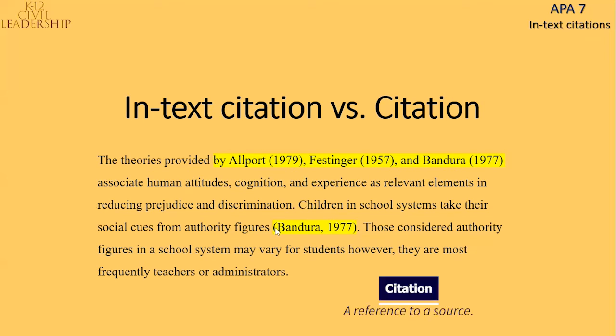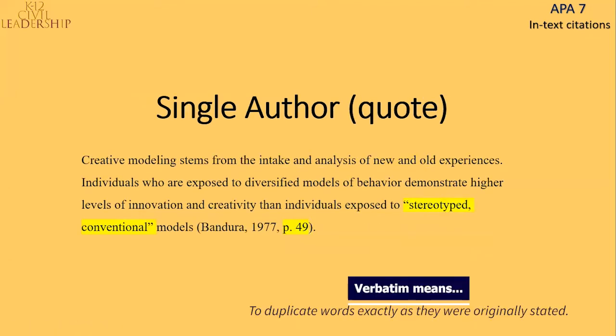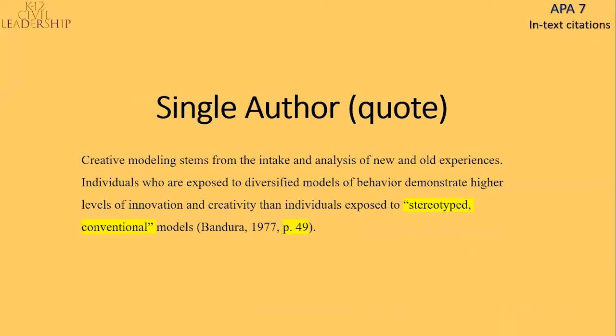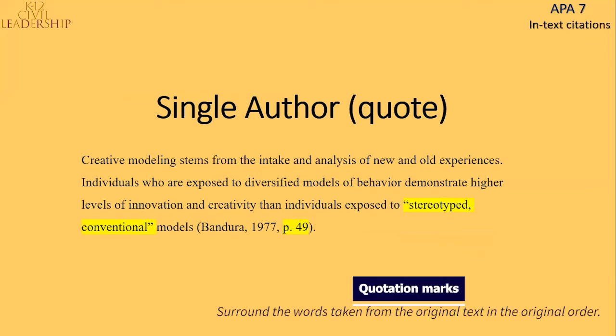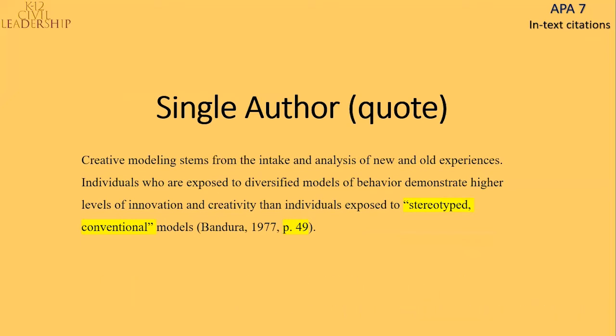So a citation is a reference to a source, and an in-text citation is placing that reference in a passage. Verbatim means to copy or duplicate words exactly as they were stated originally. And you can see from this particular passage that the words stereotyped and conventional are in quotation marks, which indicates these words were taken from the original passage verbatim, just as they were written or said. Following that, you will see the name of the author as well as the date. That stays the same, but then after that we have another comma and we have the page number, which is indicated with the letter P and then the actual numeric number to describe the page that those words appeared on.